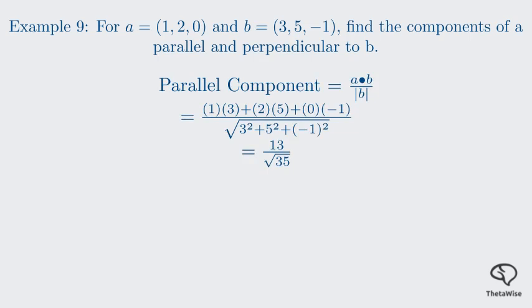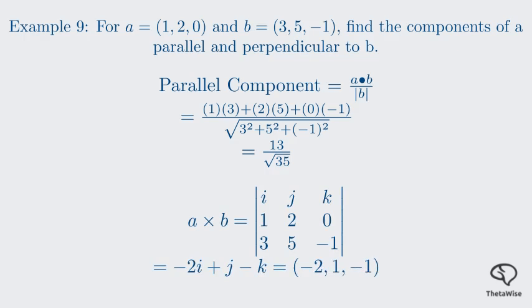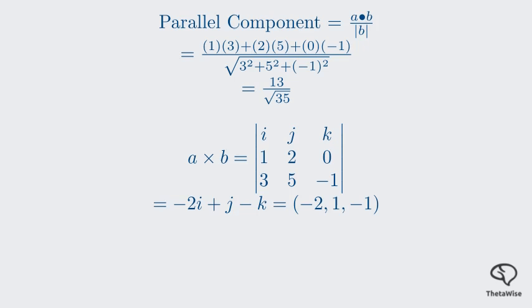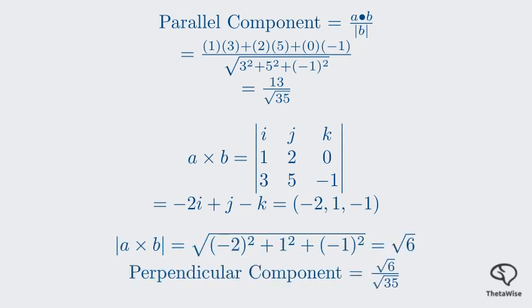Now, the component perpendicular to B. First, we must calculate the cross product A cross B using the determinant method. This gives us the vector 2, 1, 1. Next, we find the magnitude of this cross product, which is the square root of 6. Dividing by the magnitude of B, we get the final perpendicular component, the square root of 6 divided by the square root of 35. In this scene, we have derived and applied the formulas for the parallel and perpendicular components of one vector with respect to another, fulfilling our objective.